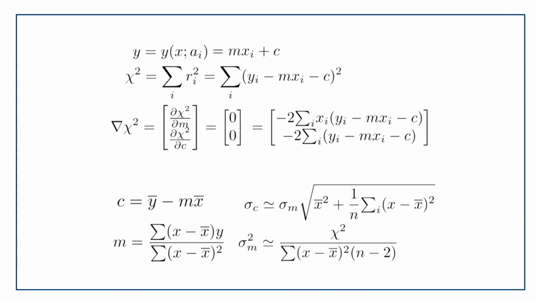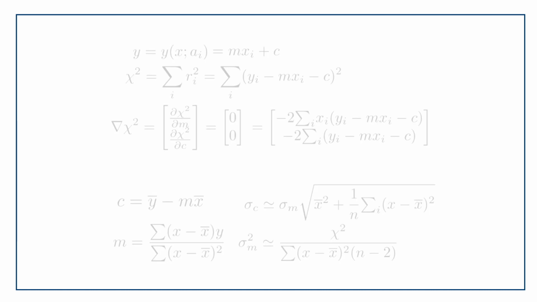you can also find estimates for the uncertainties in c and m, which I've put up here, which I'll call sigma c and sigma m. And it's very important, actually, when you're doing a fit to get an idea of the uncertainties in those fitting parameters and to quote those in your fit. So I'm just going to leave those here in case you need to use them.